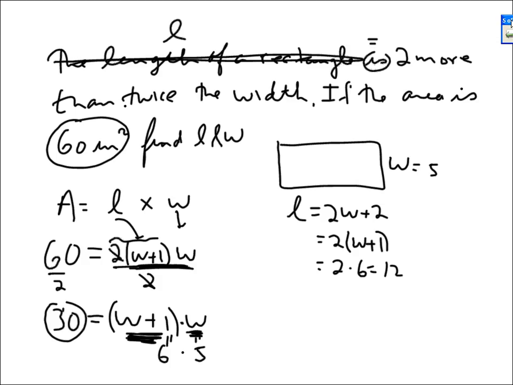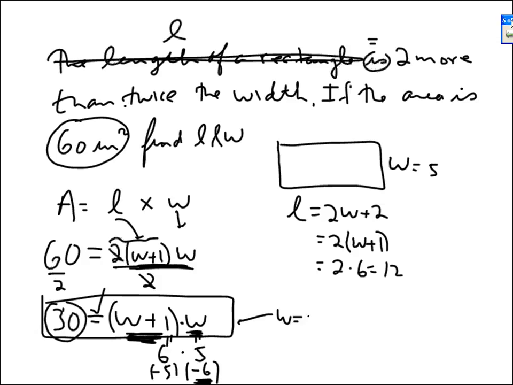Now, for the record, there are 2 other numbers: -6, and one more is -5. When you multiply those 2 numbers, you also get 30. But what would it mean for the width of a rectangle to be -6? Mathematically, if all you're given is this equation, the solution to this equation is W is 5 or W is -6.